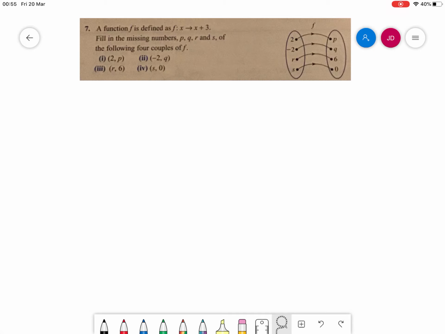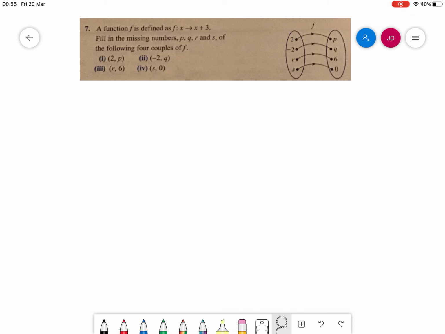Today we're going to do an example of mapping diagrams with a number missing. So we can see in the question we're given a function defined as f of x is x plus 3, and we're asked to find the missing numbers for p, q, r and s in the following set of couples. So we've got (2, p), (-2, q), (r, 6) and (s, 0).